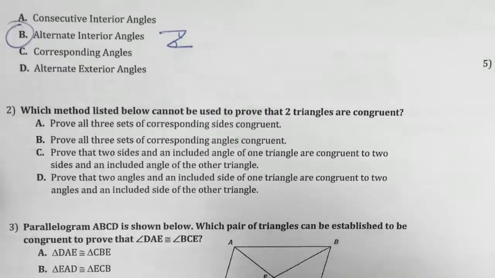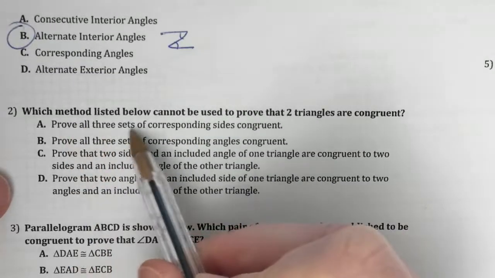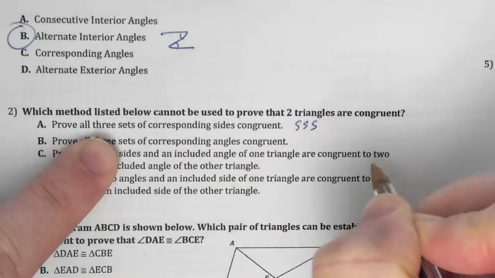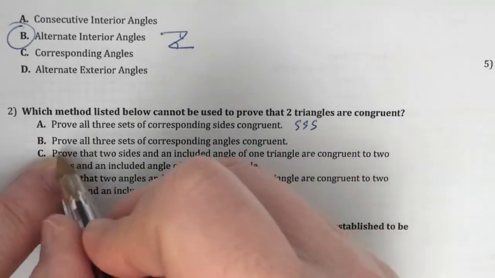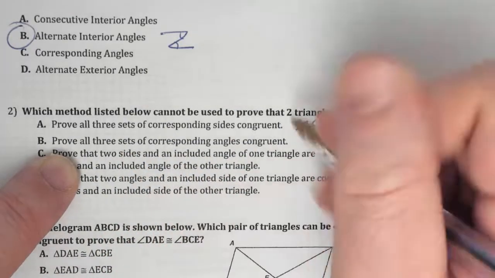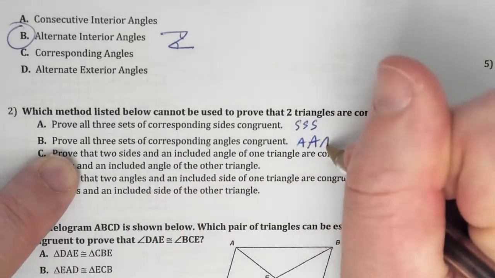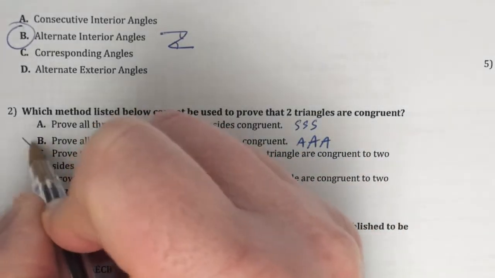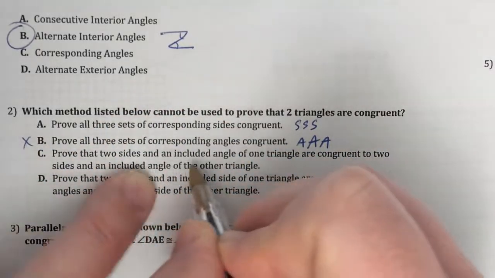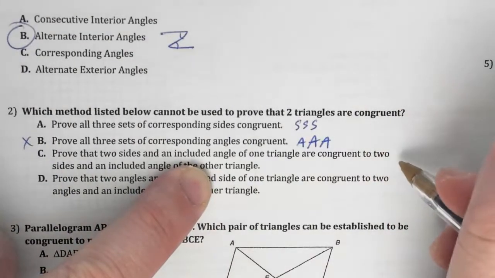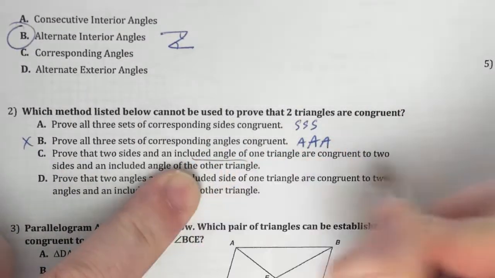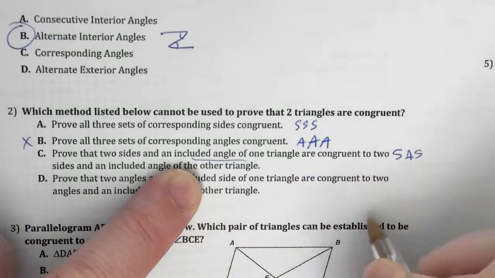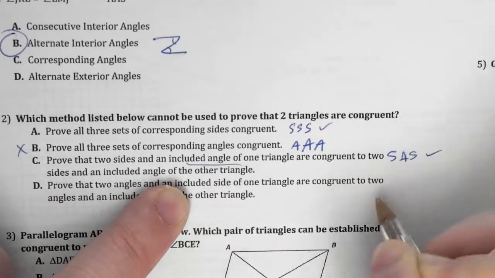All right, sweet. Okay, so which method? Prove all sets of sides are corresponding. That would be SSS, right? So that works. Prove all sets of corresponding angles. That's AAA, so that's no good, right? Okay. Prove that two sides and an included angle, so you have two sides and an angle in the middle. That's still good.